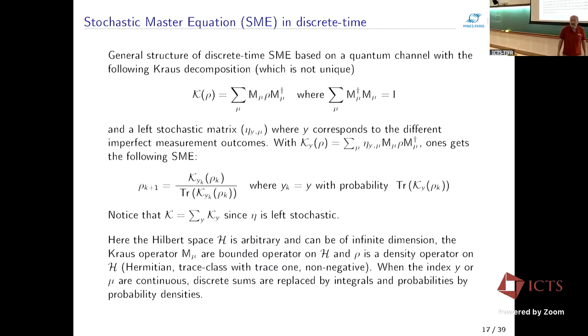Yes? Is the cardinality of the index mu fixed, or can it change, since the decomposition is not unique? No, the decomposition is not unique, so you have to do this based on the physics of your system. Is this M_mu dagger M_mu like a POVM? Yes, in a certain sense. What I was asking was the number of mu's. Yes, number of mu's. In fact, at the end, this one is intrinsic.